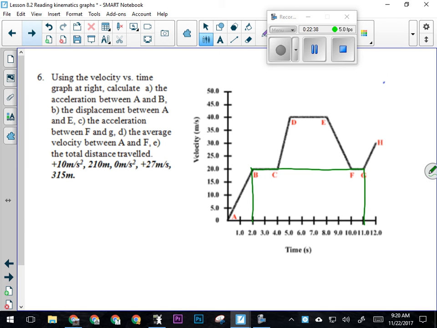Now, the way this question goes, it doesn't always mean the whole thing. It might ask you between A and F. Well, that's only to here, so I'd have to cut part of that off. But always try and limit the number of shapes you actually have to draw.